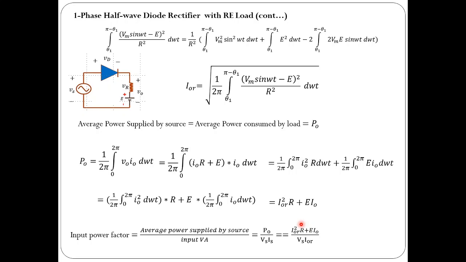I have considered the calculation of input power factor for only this load because you may find difficulty in finding the power factor for this case. In the remaining cases it is easy. Once you know IOR, you can compute the power absorbed by the load. This is somewhat difficult to understand, so I thought I would explain how you arrive at this particular formula. So this is about the single phase half wave diode rectifier with the various loads.